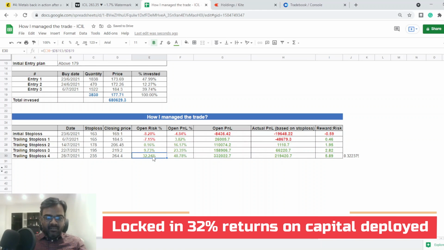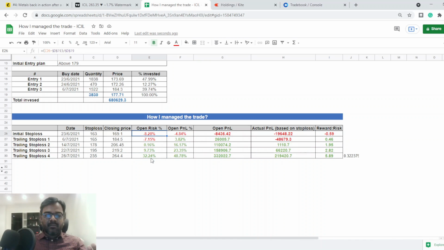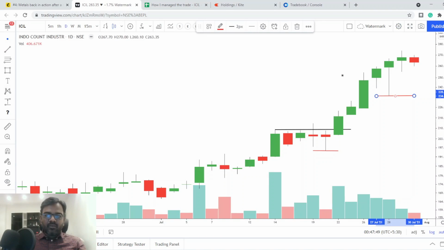So that's the open risk. It's not a risk hereafter. Basically, it's the amount that I'm profiting in. Initially, I started with 8% risk, but now I'm in profits of 32%, right? So that's the calculation. So from here, as of today, I know that even if the stock comes down back here, I will lose.